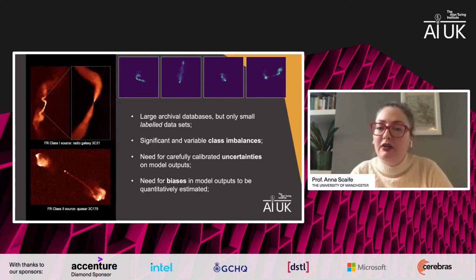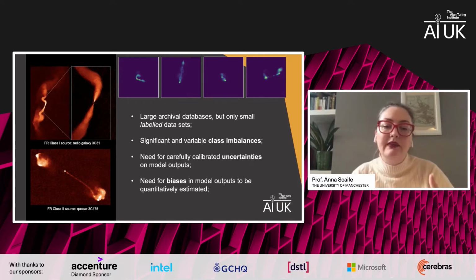We have large archival databases, but only small labeled data sets. So we're working in the limit of small data at the moment. We have significant and variable class imbalances in our data. Not all astronomical objects have the same prevalence in the universe. And because we use our samples for statistical analysis, we not only need the classification probability of a particular object, we also need carefully calibrated uncertainties on that model output and a quantitative estimate of the bias in our model, because otherwise that bias will propagate through into the derived astronomical parameters that we calculate.